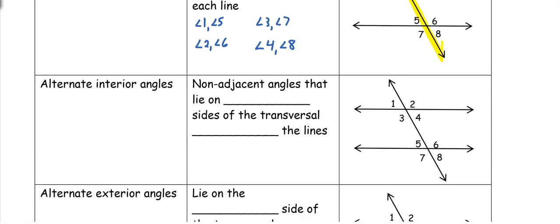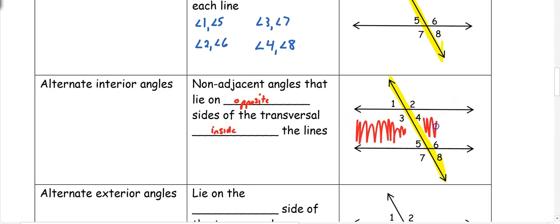Another type using a transversal are alternate interior angles. Alternate interior angles are non-adjacent angles that lie on opposite sides of the transversal, and they're inside the lines. So inside here, between these two lines, would be our interior. If they're alternate, that means they're on opposite sides of our transversal, that highlighted line. So examples would be 3 and 6, and 4 and 5.